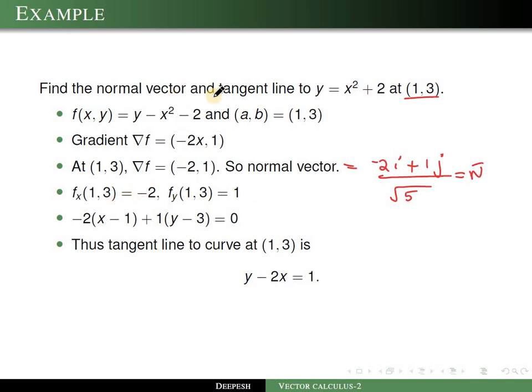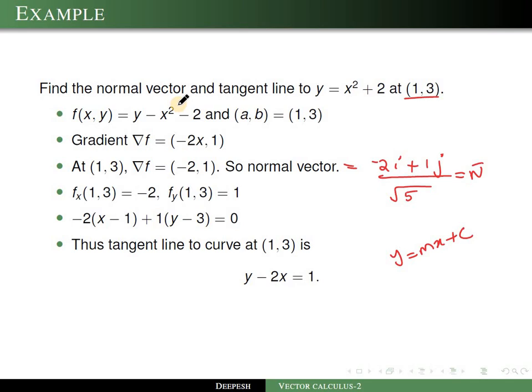Now we are trying to find the tangent line. So the equation of the tangent line is f_x into (x minus x naught) plus f_y into (y minus y naught) equal to 0. Here x naught is 1 and y naught is 3. So the gradient at (1, 3) is (minus 2, 1). So minus 2 into (x minus 1) plus 1 into (y minus 3) equal to 0. We can write it as y equal to 2x plus 1. So this tangent line is now of the form y equal to mx plus c, where m is equal to 2. This is how we do problems to find the normal vector as well as the tangent line.